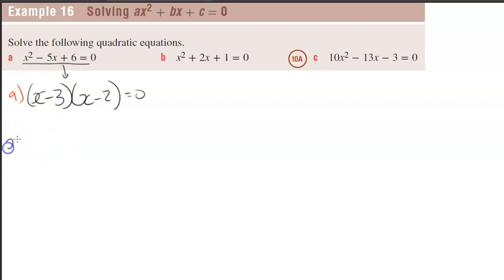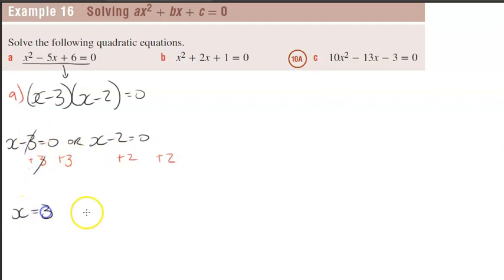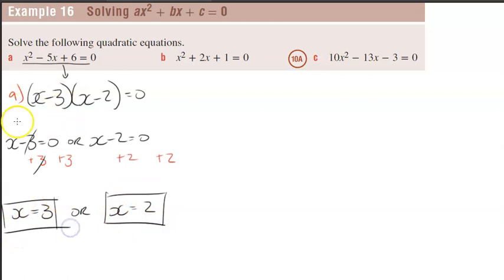Using the null factor law, either x minus 3 is equal to 0, or x minus 2 is equal to 0, meaning either x is equal to 3, or x is equal to 2, and there are our two plausible solutions. So all that hard work of learning how to factorize leads us down to being able to solve for our x value.